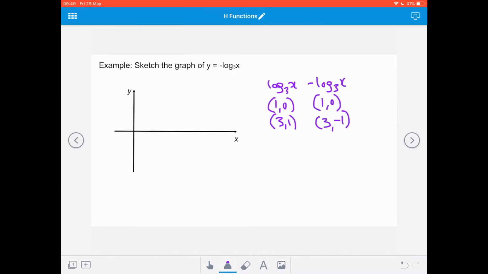So if I plot those points on, I've got my 1, 0 and I've got my 3, negative 1, and I'm just going to write those values on. And then I'm going to sketch my curve. Remember, it's approaching the y-axis, but it's not actually going to go through it. And then finally, I'm going to label it as y equals negative log to the base 3 of x.